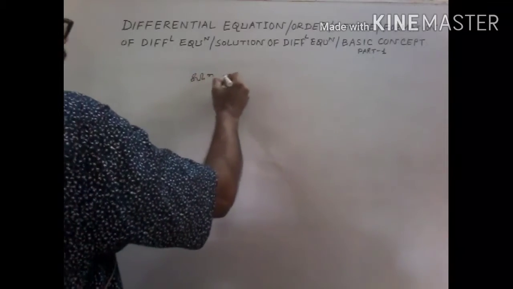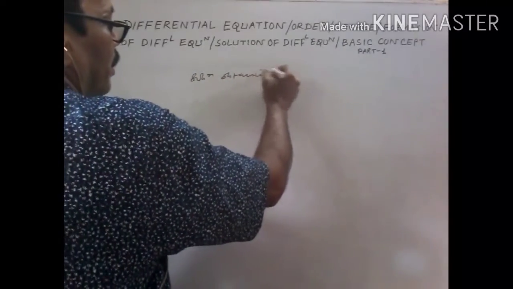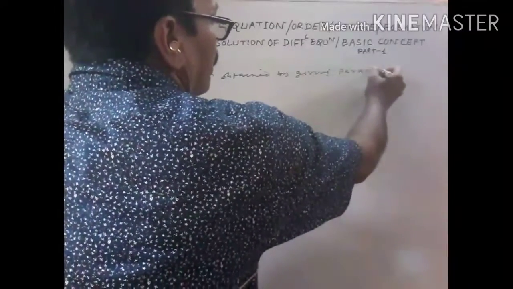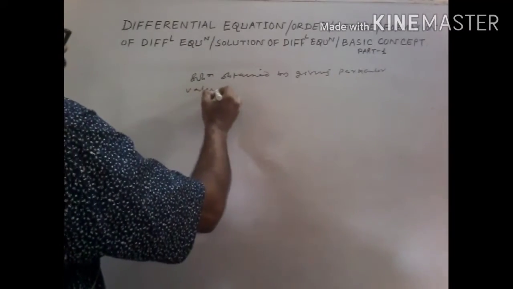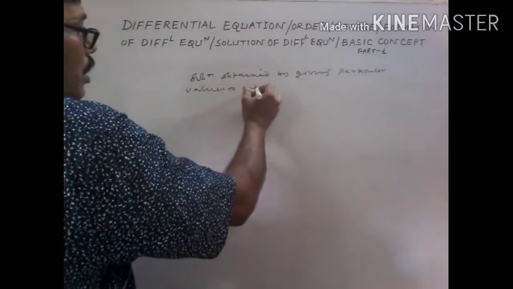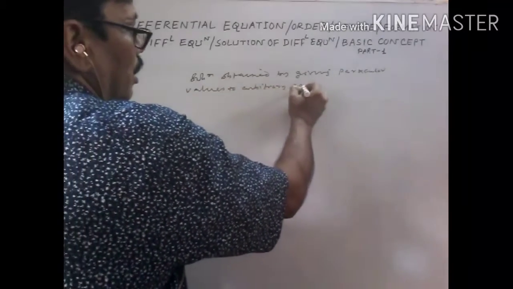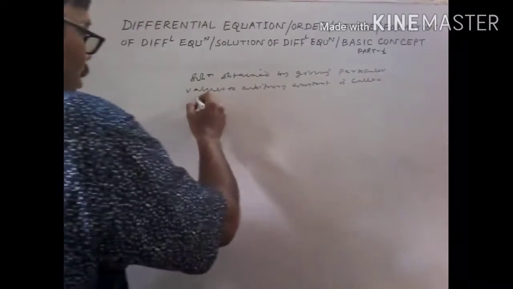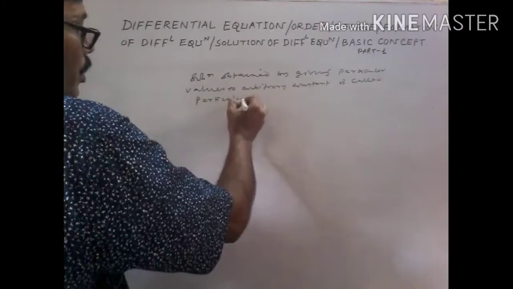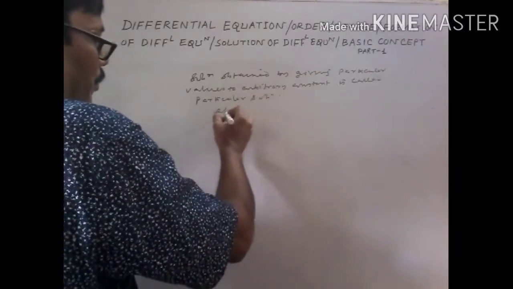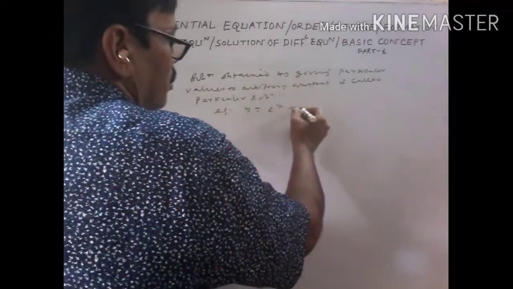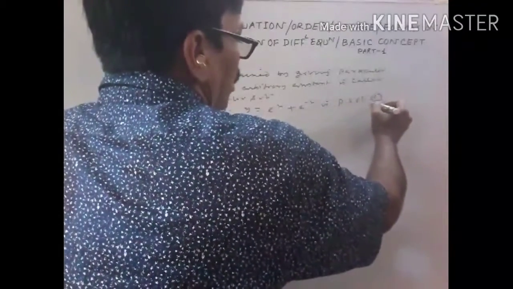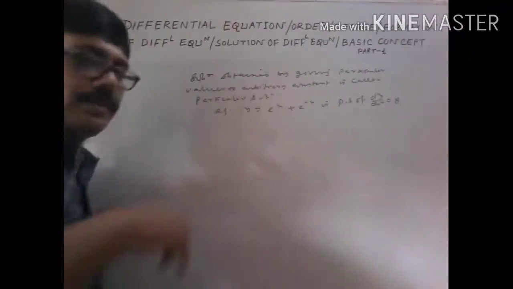So a solution obtained by giving particular values to the arbitrary constants is called a particular solution. For example, y equals e to the power x plus e to the power minus x is a particular solution of d2y/dx2 equals y.